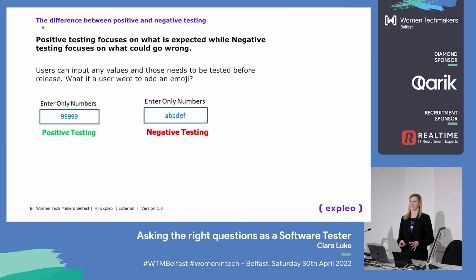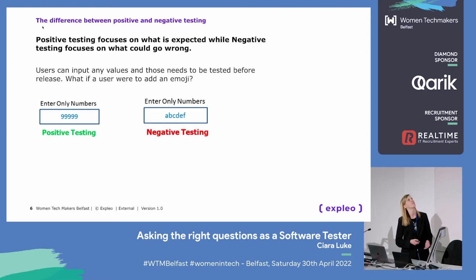So positive testing looks for what is expected to happen, does actually happen. And this accounts for 80% of those user actions. A negative test then looks for unexpected ways of testing, and this accounts for 20% of those user actions.